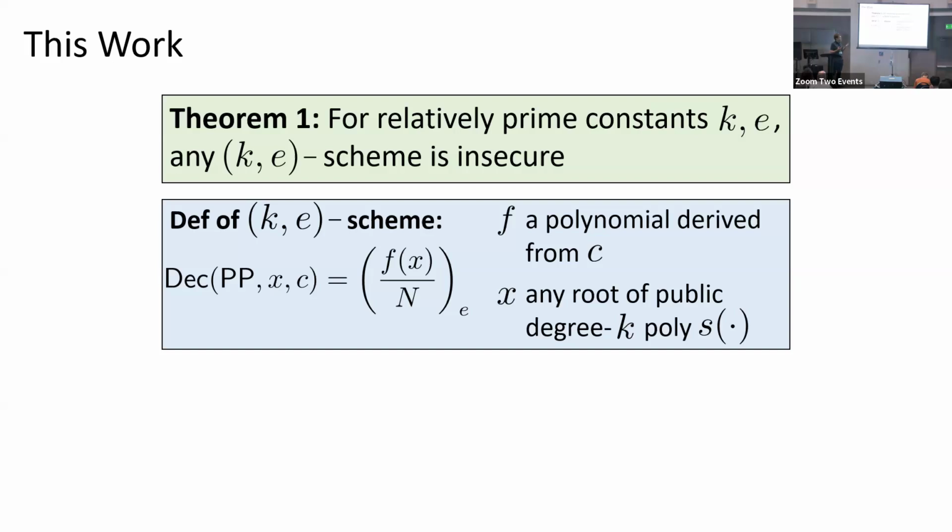So what we're going to consider are general schemes where we allow decryption to be computing power residue symbols, like the Boneh work. It could be arbitrary polynomials for the decryption. So remember, we were insisting on C plus X being the polynomial, but it could be arbitrary polynomials derived from the ciphertext.